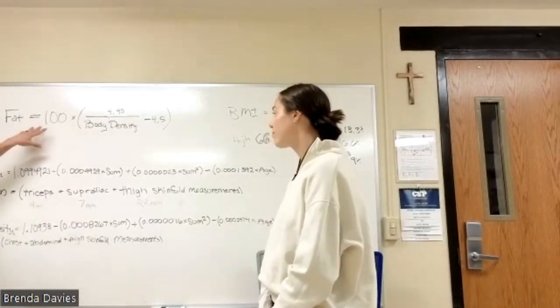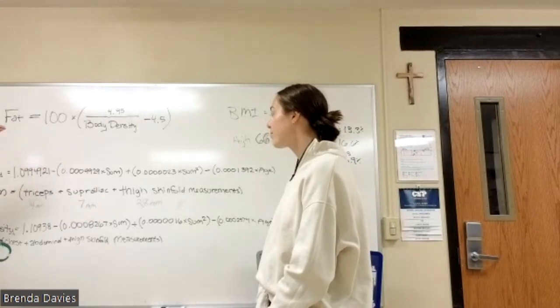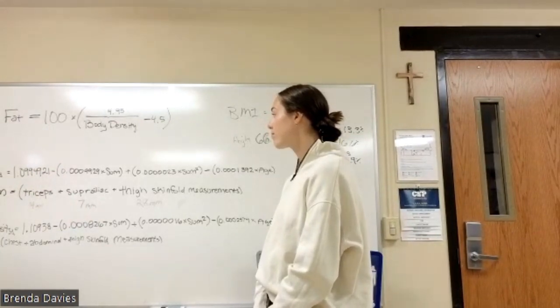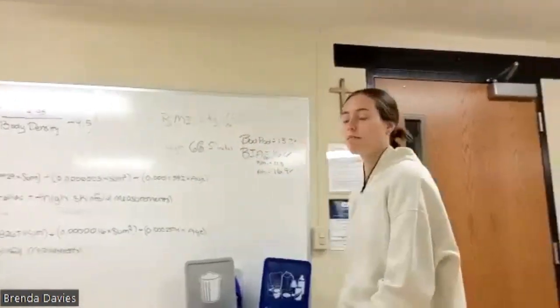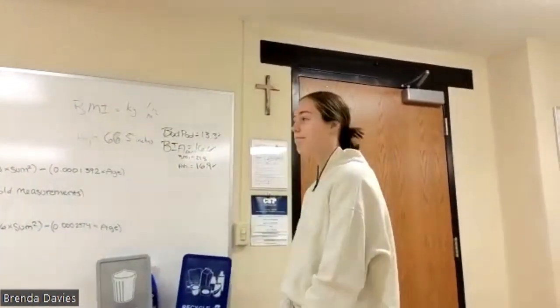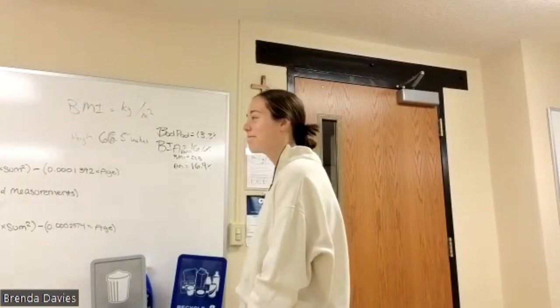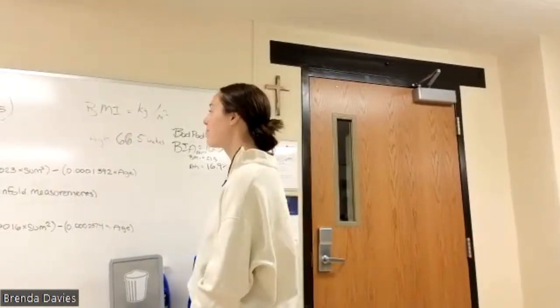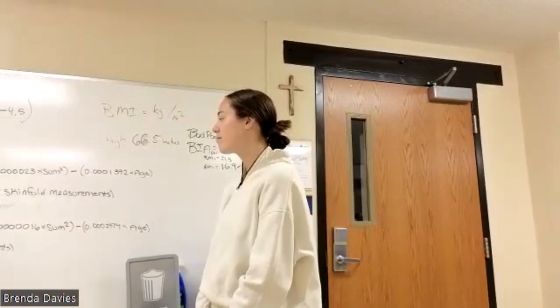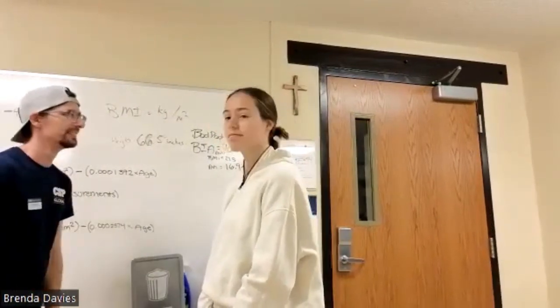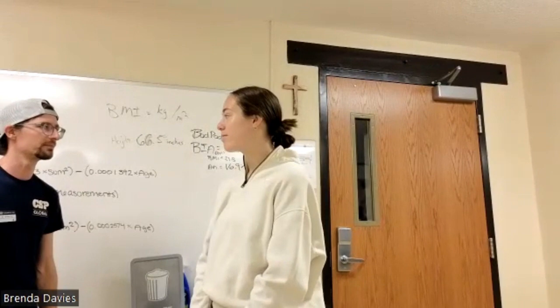We use the same Siri equation for determining body fat percentage for females or for males. After we've done the circumference measures, we've got body density. Both of those are going to go into this equation, and we can then calculate out what that body fat percentage is.